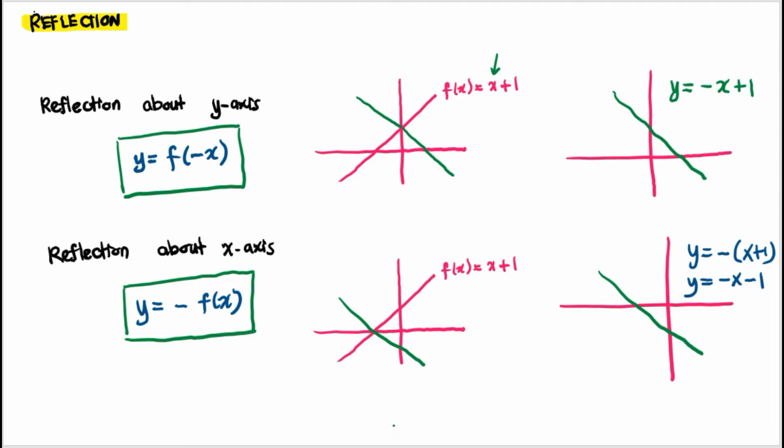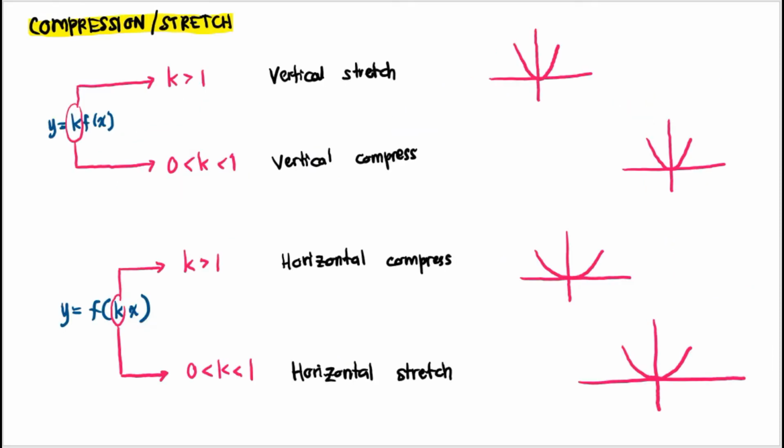All right, so there are only two types of reflection, about the y-axis and about the x-axis. About the y-axis, it should be f of negative x, but about the x-axis it should be y equals negative of f(x). All right, now the last concept, which is compression or stretch.